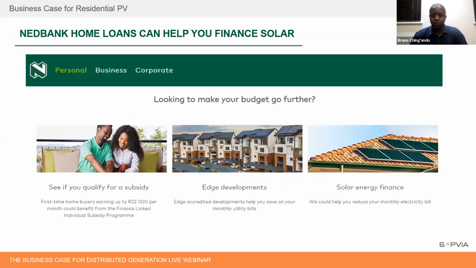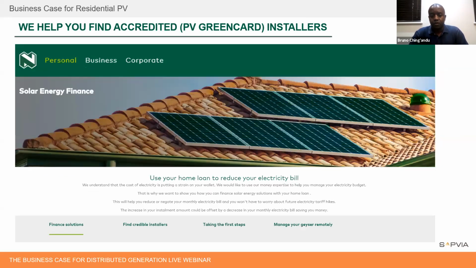this is just giving you a view of how at Netbank we are trying to help our clients do this. And we're looking at solar in the context of developments. We're looking at edge developments for certain properties that are showing use of PVs in the developments. But for individuals who want to do this in their own homes, at the bottom right, there's a tab where people are able to go and ask for help.